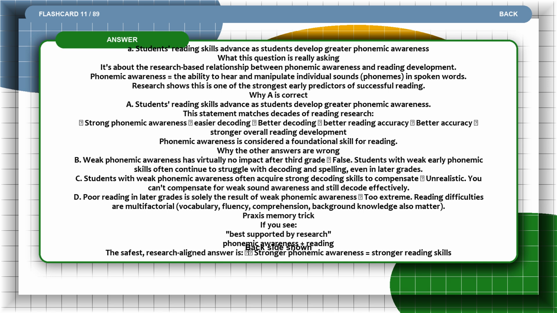C. Students with weak phonemic awareness often acquire strong decoding skills to compensate. Cross mark, unrealistic. You can't compensate for weak sound awareness and still decode effectively. D. Poor reading in later grades is solely the result of weak phonemic awareness. Cross mark, too extreme. Reading difficulties are multifactorial. Vocabulary, fluency, comprehension, and background knowledge also matter. Praxis memory trick: if you see best supported by research, phonemic awareness plus reading, the research-aligned answer is the safest. Stronger phonemic awareness equals stronger reading skills.